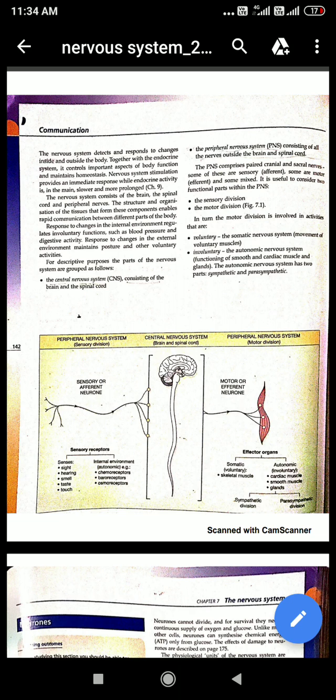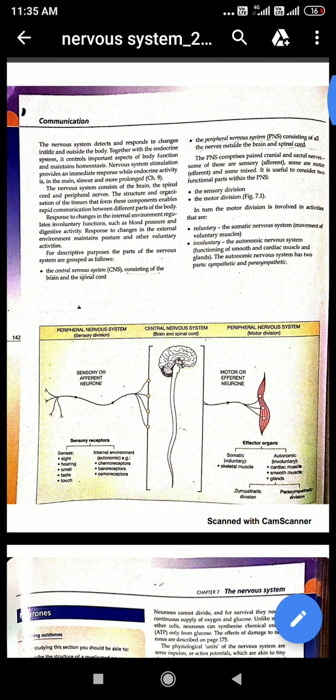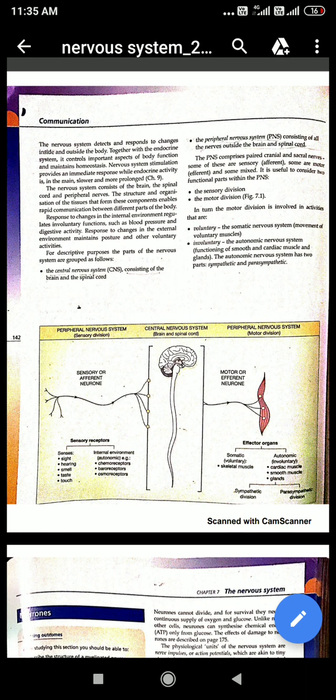So our nervous system is mainly grouped in two parts. First, we have central nervous system that consists of brain and spinal cord, and second one is peripheral nervous system that consists of all the nerves outside the brain and the spinal cord. Now, our peripheral nervous system comprises paired sensory as well as motor nerves. The peripheral nervous system is further divided into sensory division and motor division.